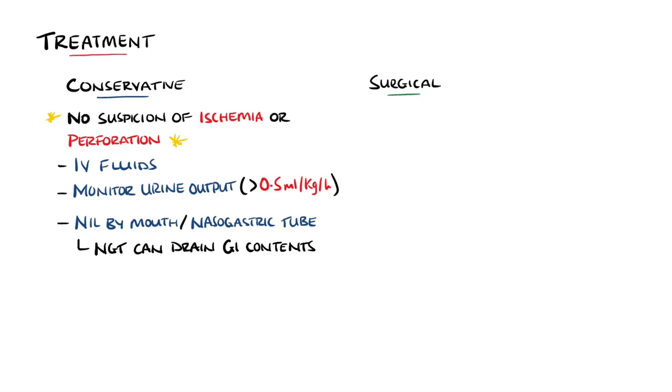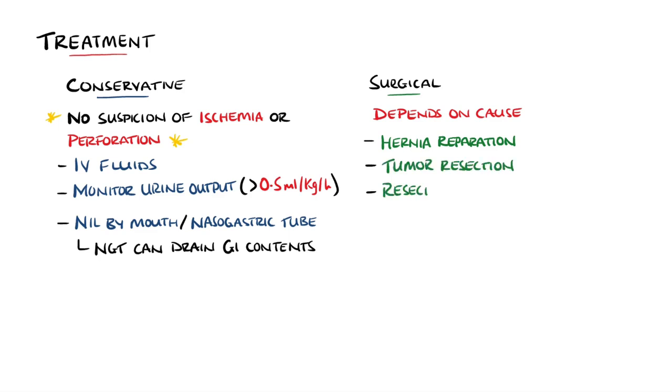GI contents. However, in obstructions where no previous surgery has taken place and therefore adhesions are unlikely, surgery is more likely to be required. The type of surgery is dependent on the cause. Therefore, it may involve a repair of a hernia or resection of a tumour. There may also be a resection of the blocked region with a rejoining of the newly formed two ends. This is termed an anastomosis.